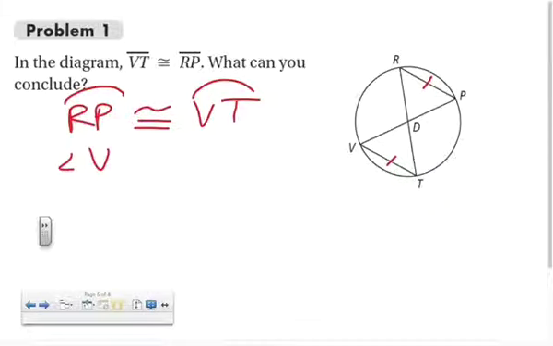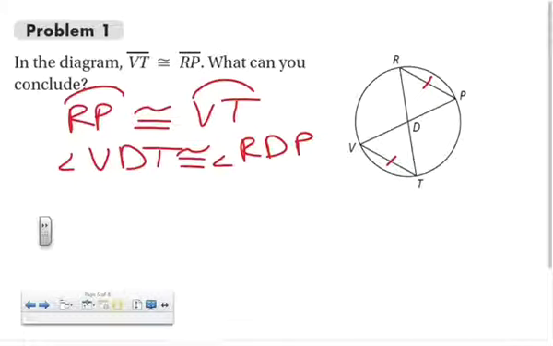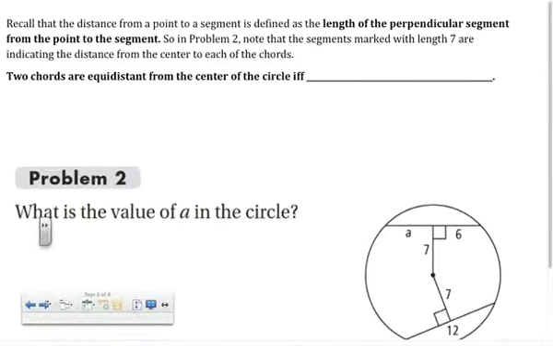So I know that angle VDT is congruent to angle RDP. Of course, I knew that already. Like I said before, they're vertical angles. They've been congruent since chapter 1. Pretty straightforward. Now, how do we use this to find segment lengths?